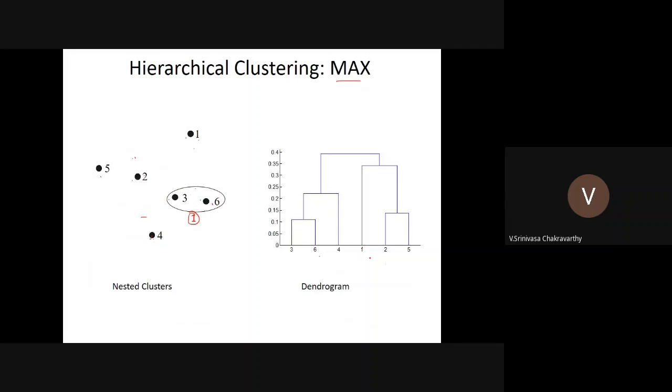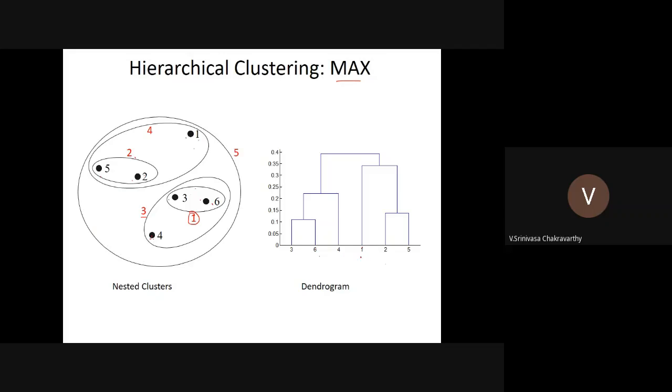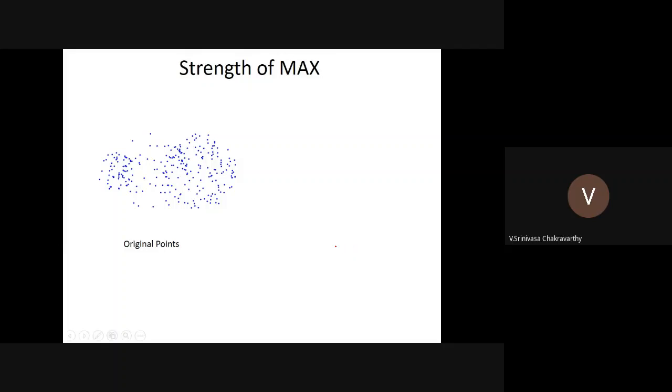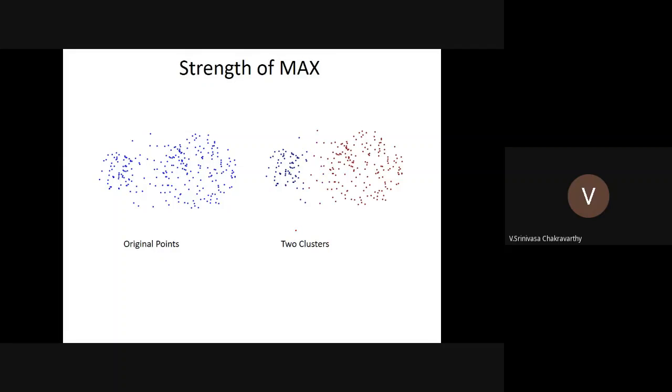Okay, so that is necessary to construct the tree diagram. So that is how you do the hierarchical clustering with max measure. The strength of this is it is less susceptible to noise and outliers, unlike the min measure.